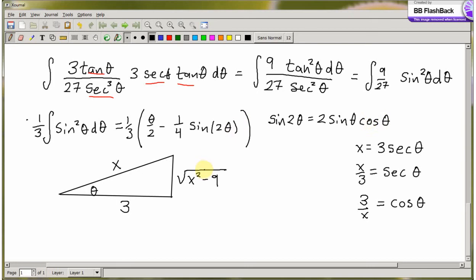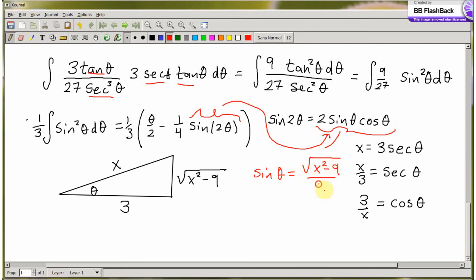Alright, so let me get some color in here. For this thing, I can just use this, and that's what I'll do. The reason I'm doing this is because I can read these values off in terms of the triangle. So the triangle says that sine theta is opposite over hypotenuse, so sine is the square root of x squared minus 9 divided by x. And cosine is right here.